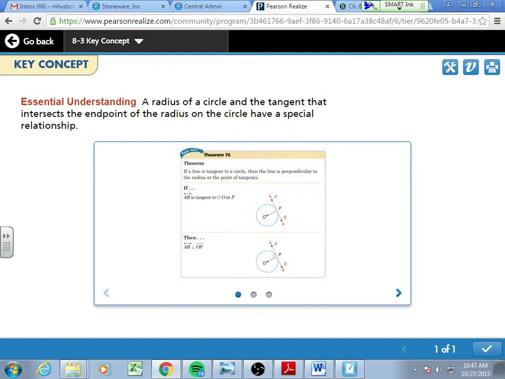If a line is tangent to the circle, then it touches exactly at one point, and AB is perpendicular to OP, your radius. Tangent line, perpendicular to your radius. If a line touching your circle once is perpendicular to your radius, then it must be a tangent line. So just kind of the converse of that theorem.